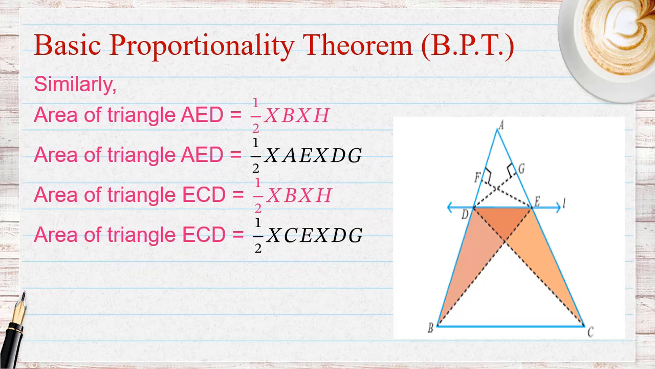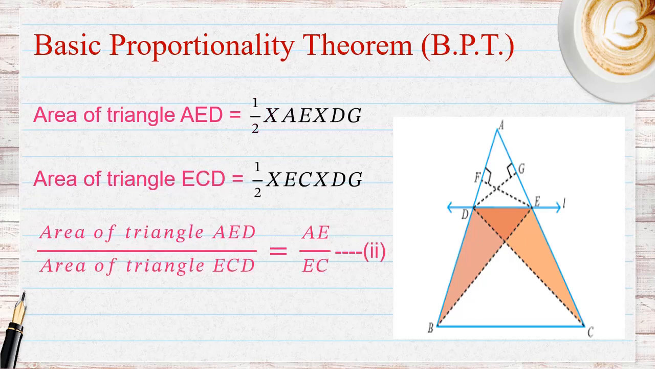Proceeding in a similar way, area of triangle AED is equal to half into AE into DG. Similarly, area of triangle ECD equals half into CE into DG. So again, when we divide area of triangle AED by area of triangle ECD, we get AE upon EC. Say it equation number 2.